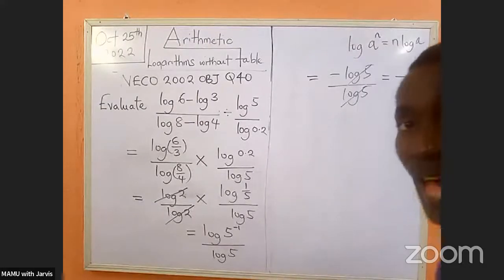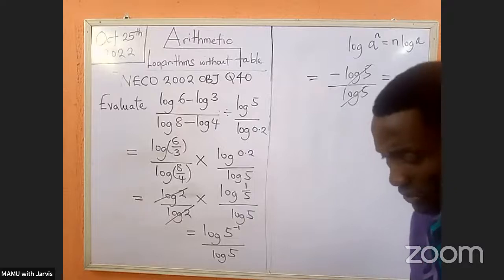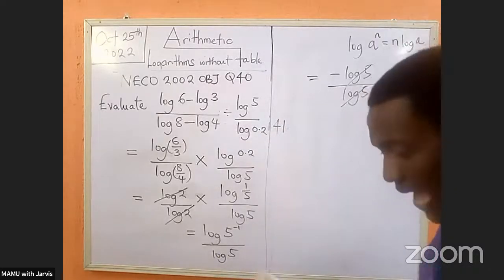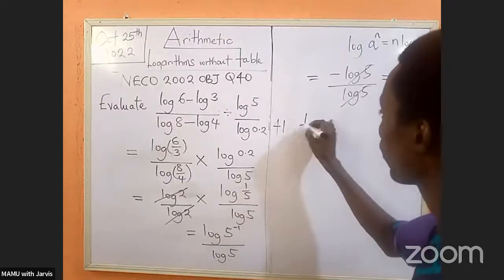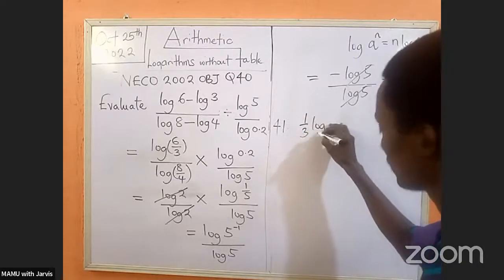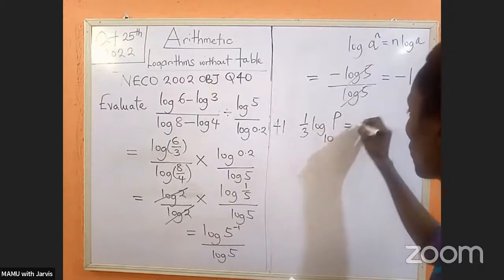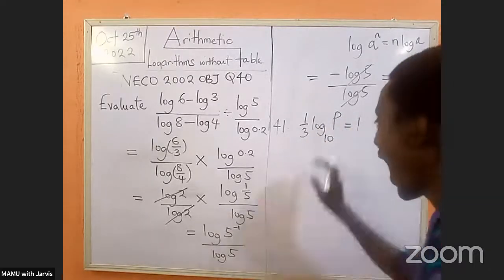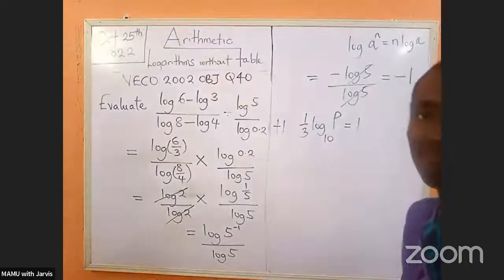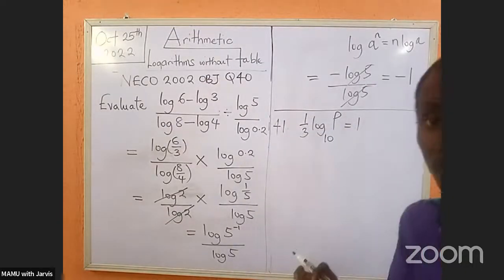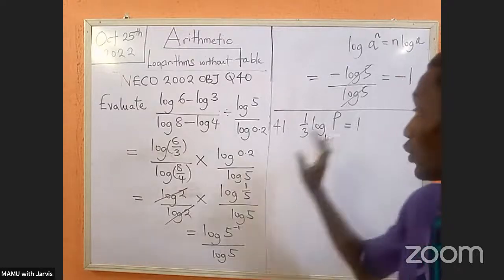As a follow-up to that, there's also another question there. Question 41 rather. And it says 1 over 3 log p to base 10 is equal to 1. How do we solve this? So this is the next question we're going to solve. Let's just give ourselves about 30 seconds to cool down and then we'll go to this.